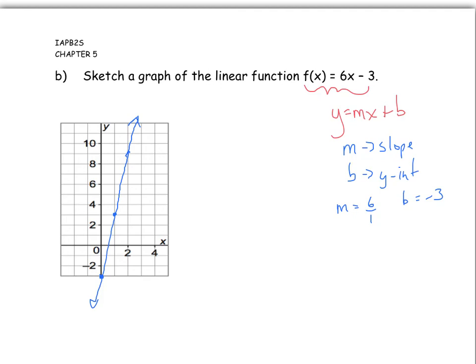I'm going to plug in y equals 0. So you have 0 equals 6x minus 3, and I'm going to solve for x. Bring the 3 over and then divide by 6. You obviously get a half, right? So that point would be a half. So this value corresponds to the graph we've drawn.